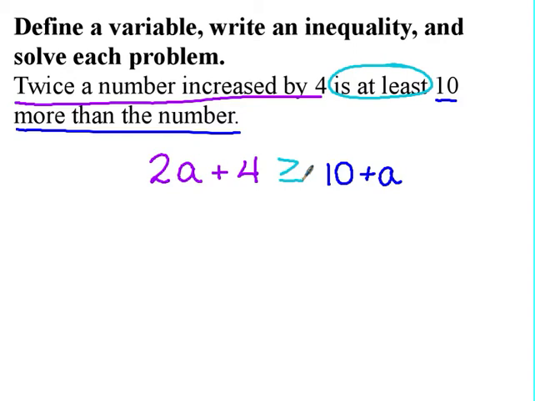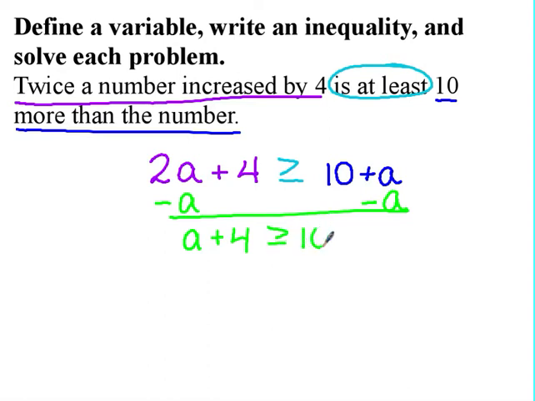So now we need to solve this. Remember, to solve this, I need to get a 1a. What do I need to do to get a positive 1a? Let's subtract a first. So on the left side, I get a plus 4 is greater than or equal to what? 10. What do you do now? Subtract 4. Nice job. So what do you get a to be? Greater than or equal to 6. And there you go. It does not say anything about graphing on a number line, so you don't have to.